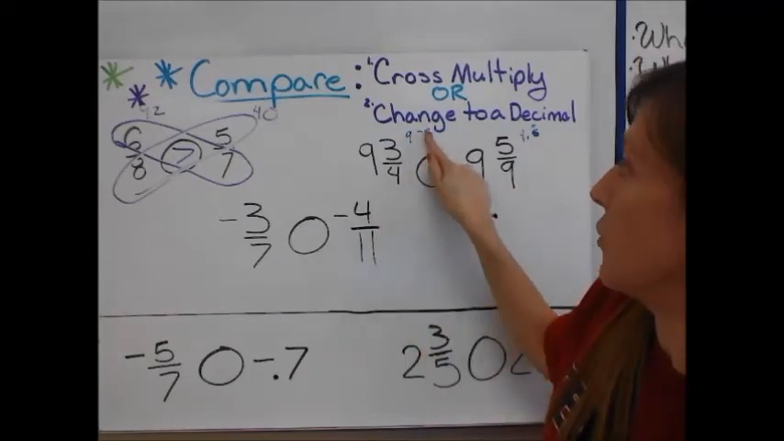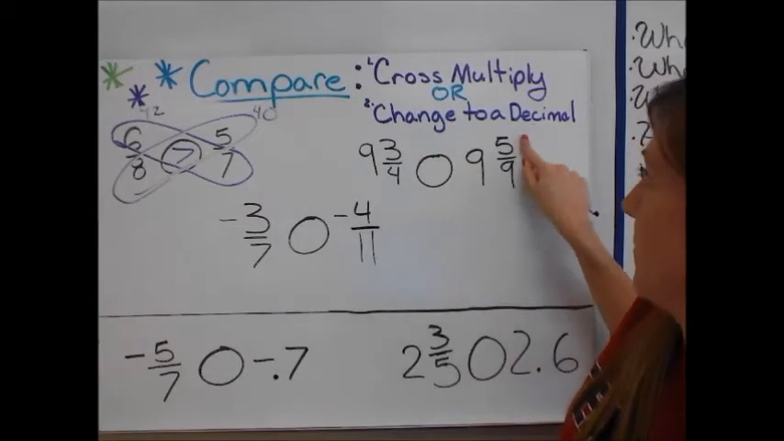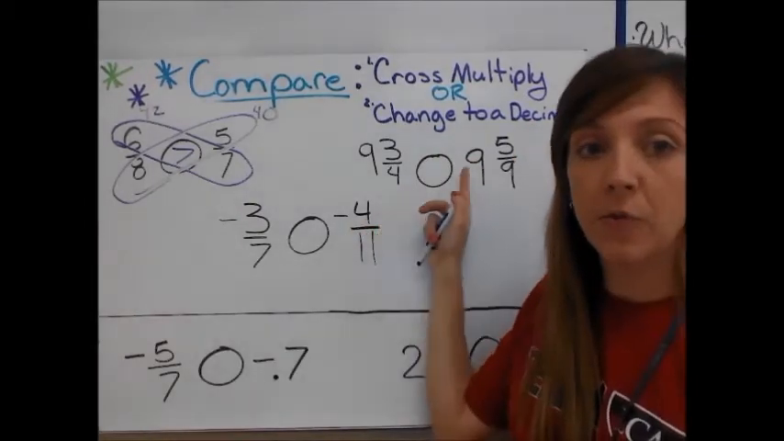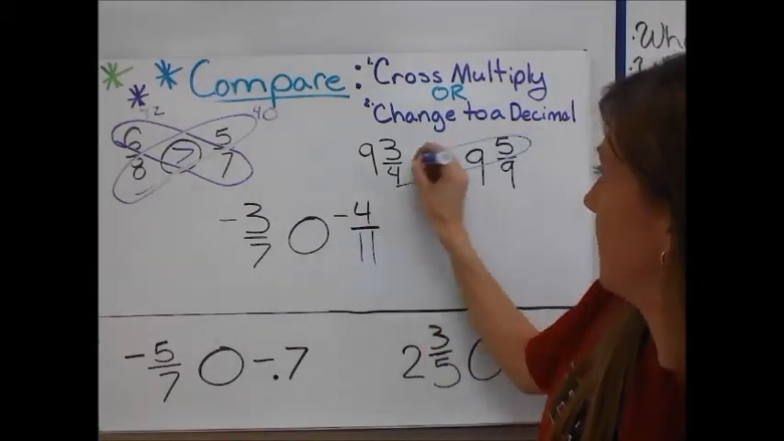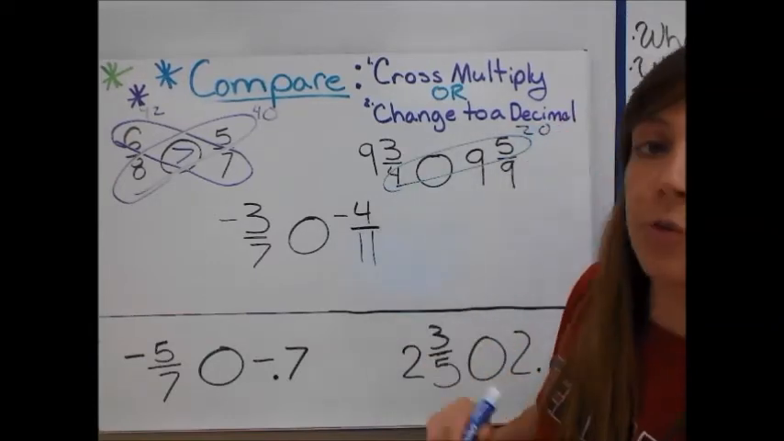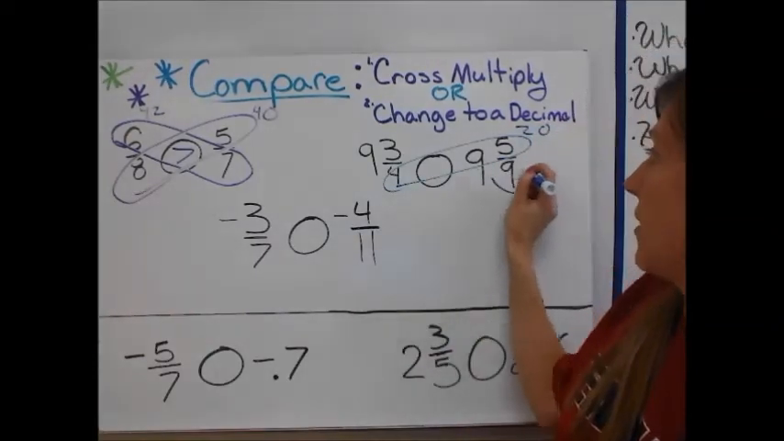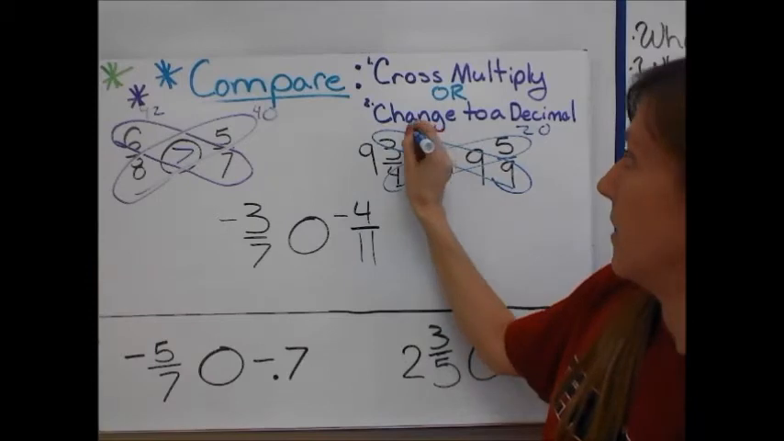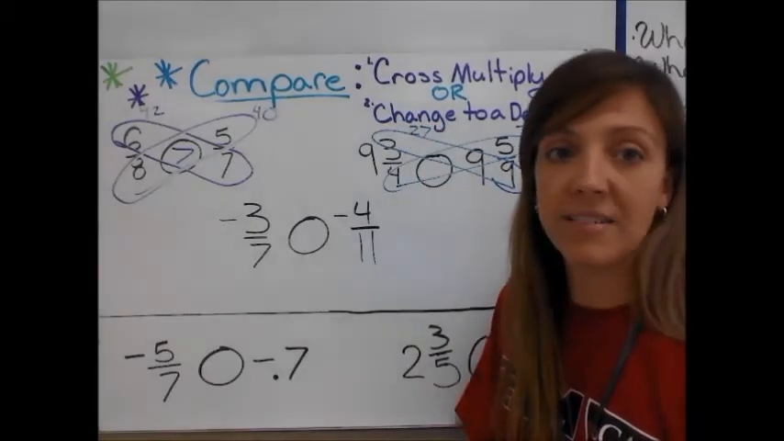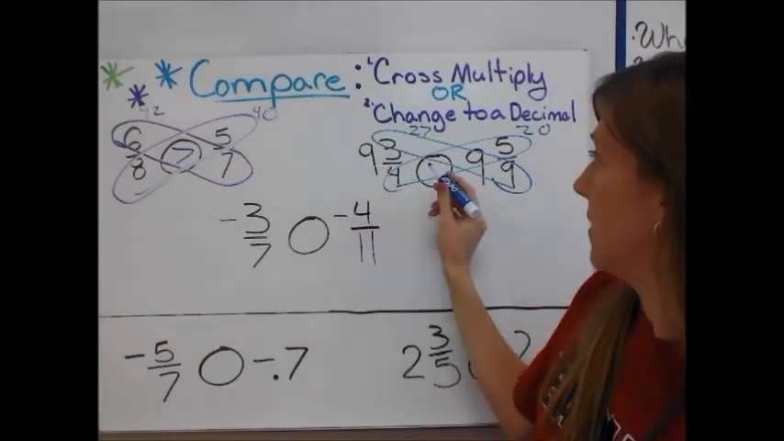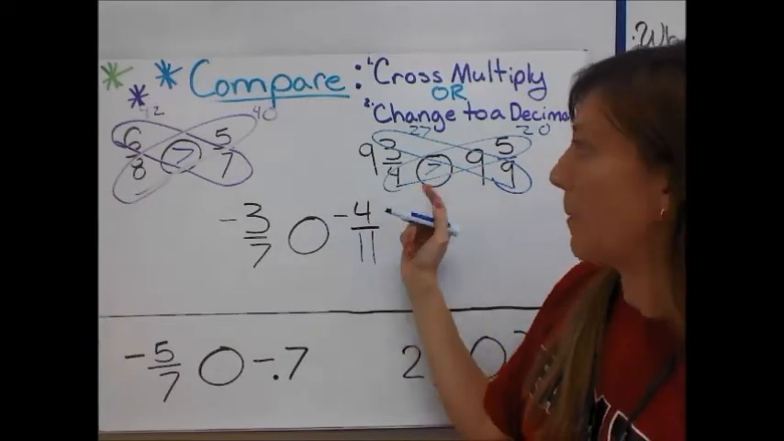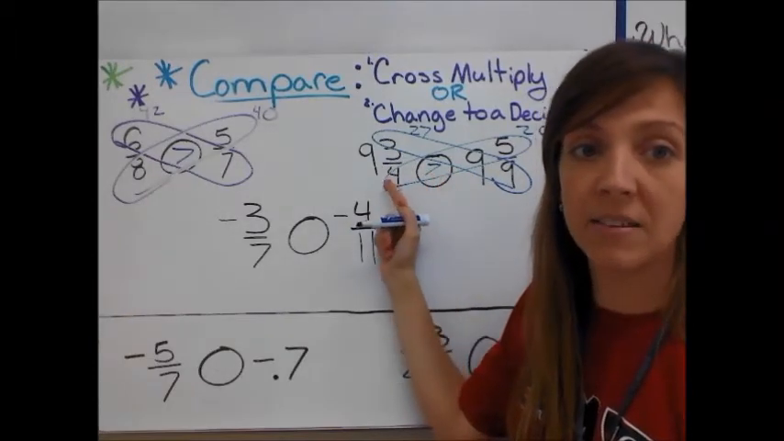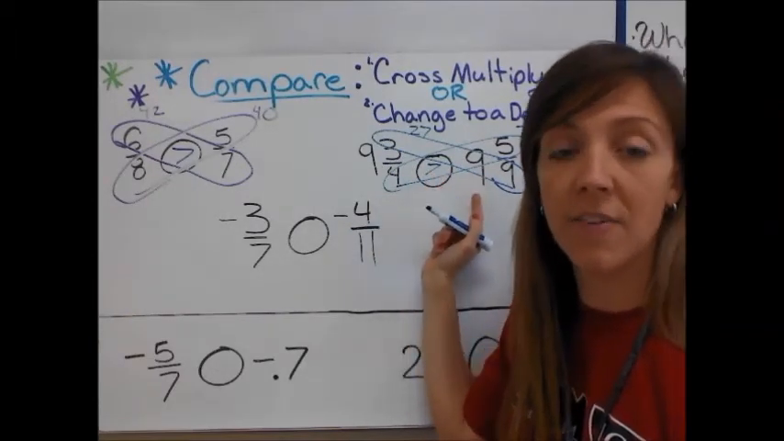I could have also used cross multiplication simply by multiplying the 4 and the 5. I get 20, and by multiplying the 9 and the 3, I get 27, and again, I put the greater than sign here because 9 and 3/4 is larger than 9 and 5/9.